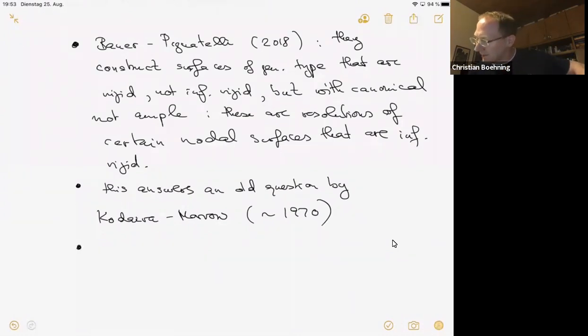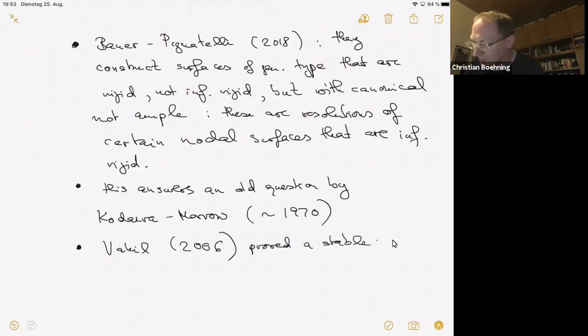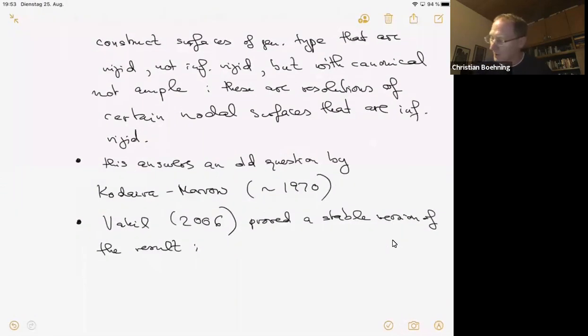Now you may say, okay, I remember Vakil really had this work in 2006 already, a beautiful work on Murphy's law for moduli spaces. And so what's the difference here? So Vakil proved, let's say, a stable version of the result. What does that mean? So he proved a version of the result up to smooth parameters. So what he looks at, he looks at singularity types.